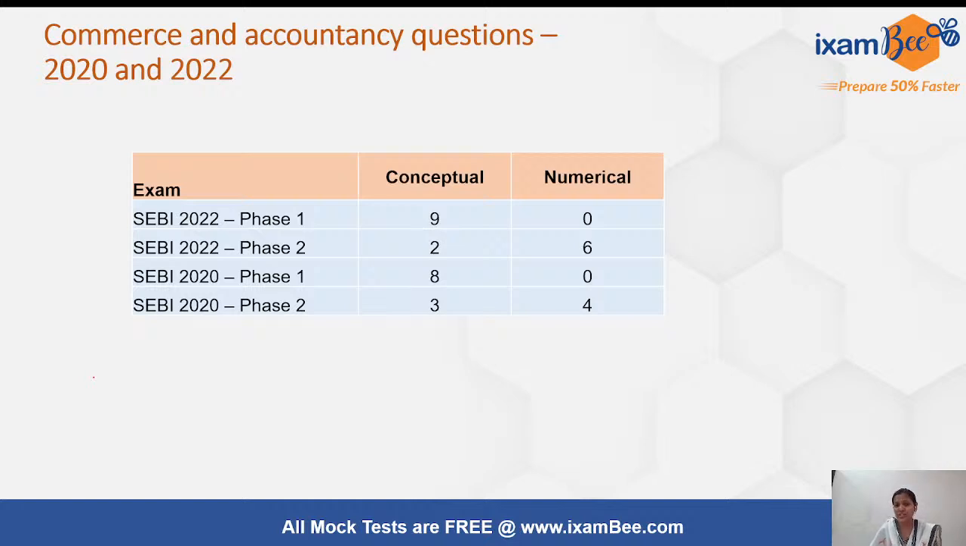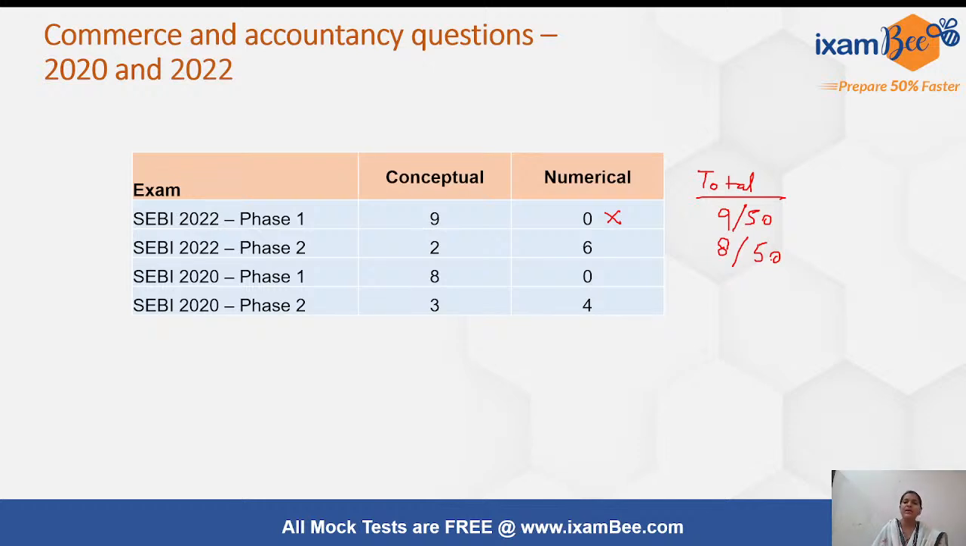And if we look at the questions, how many questions had come? If I talk about this last recruitment cycle of 22, in phase 1 from commerce and accountancy, there were a total of 9 questions, and all these 9 questions were conceptual in nature, and there were zero numerical that had come from commerce and accountancy in phase 1. But if we talk about phase 2, there were a total of 8 questions, and these are out of 50. So in both the phases, you have total 50 questions, right?